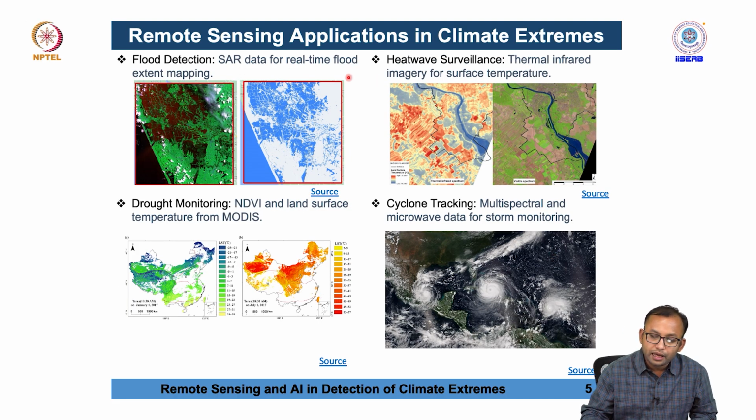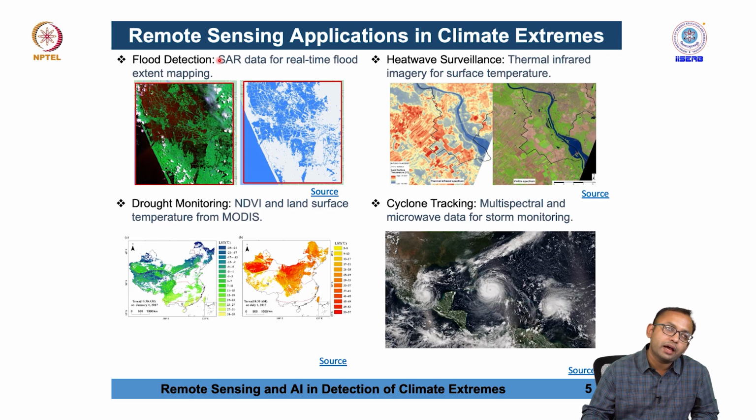This is some of the examples which we have already discussed in the previous class, remote sensing applications in climate extremes. We can use synthetic aperture radar data, this is radar, for real time flood extent mapping. Why are we using radar? Because radar is a direct, active remote sensing approach, where we are not relying upon a secondary source, and there is a source already built into the satellite system.